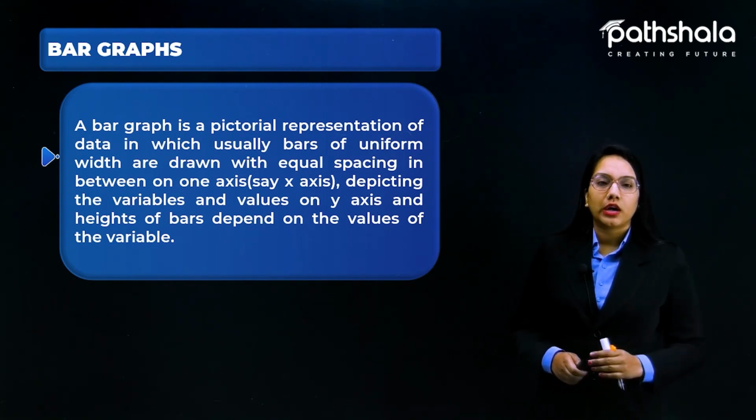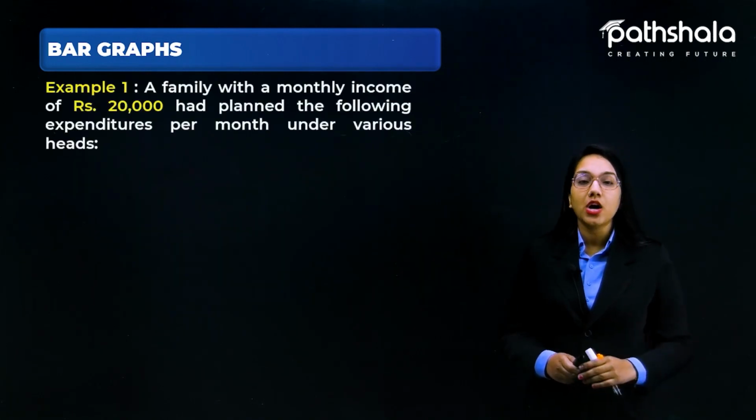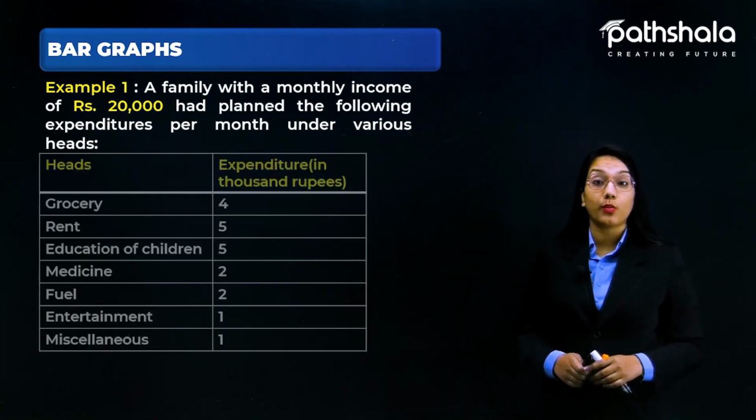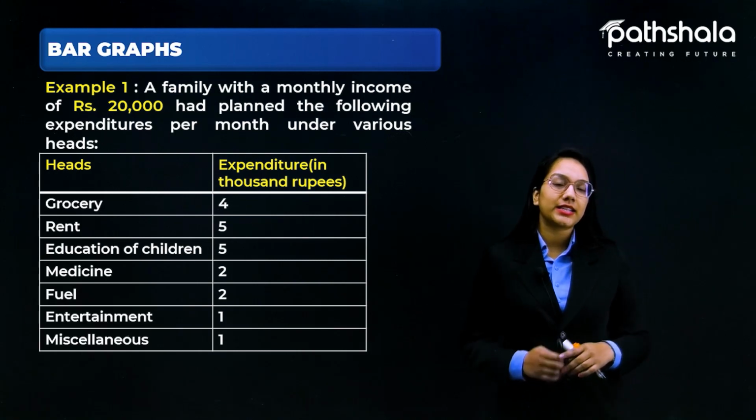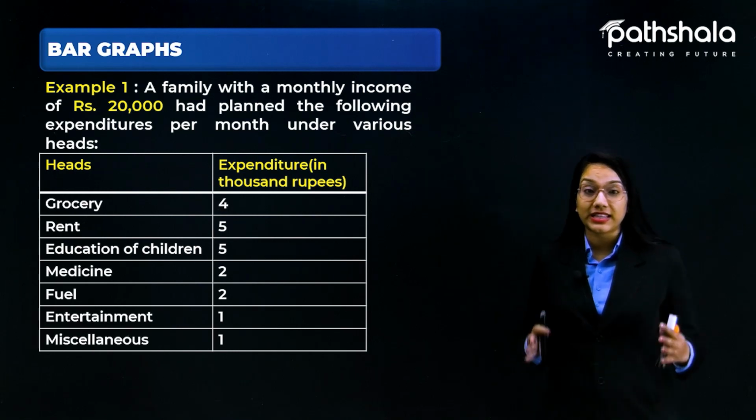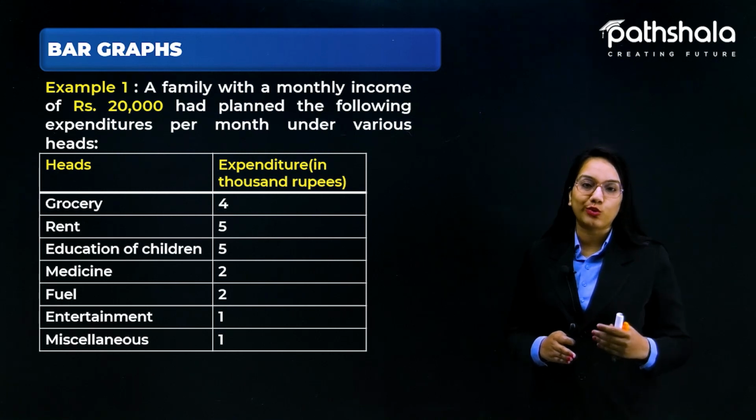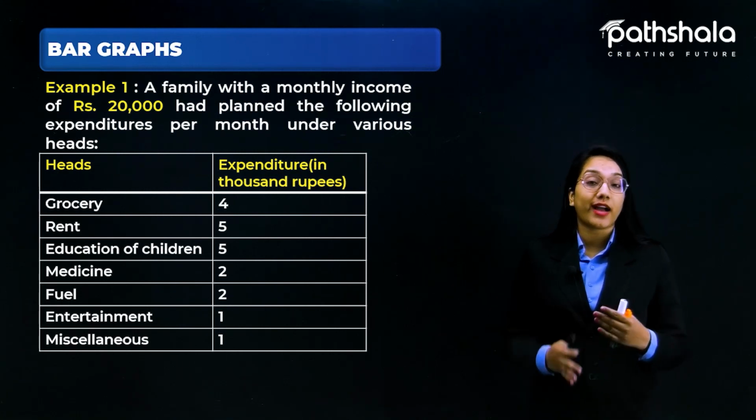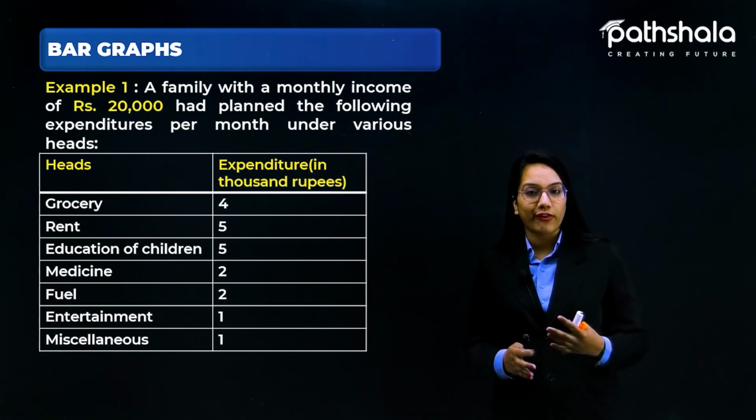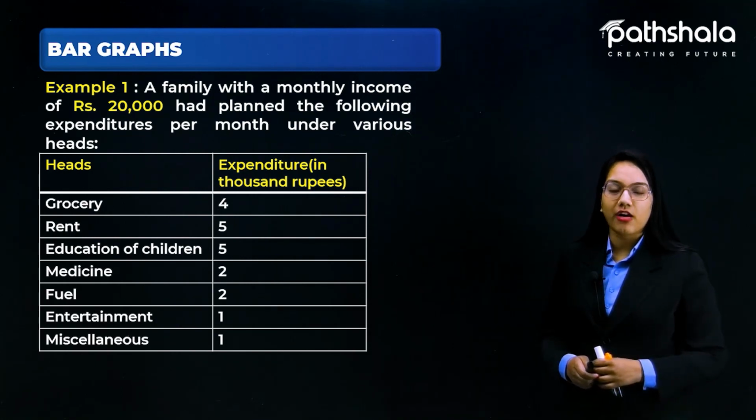Let's form a bar graph for a particular question. Let us take an example: a family with a monthly income of rupees 20,000 had planned the following expenditure per month under various heads. We have the heads as grocery, rent, education of children, medicine, fuel, entertainment, and miscellaneous things. The expenditure in 1,000 rupees is 4, 5, 5, 2, 2, 1, 1. So this is 4,000, 5,000, 2,000 and 1,000. Let's form the bar graph of this data.